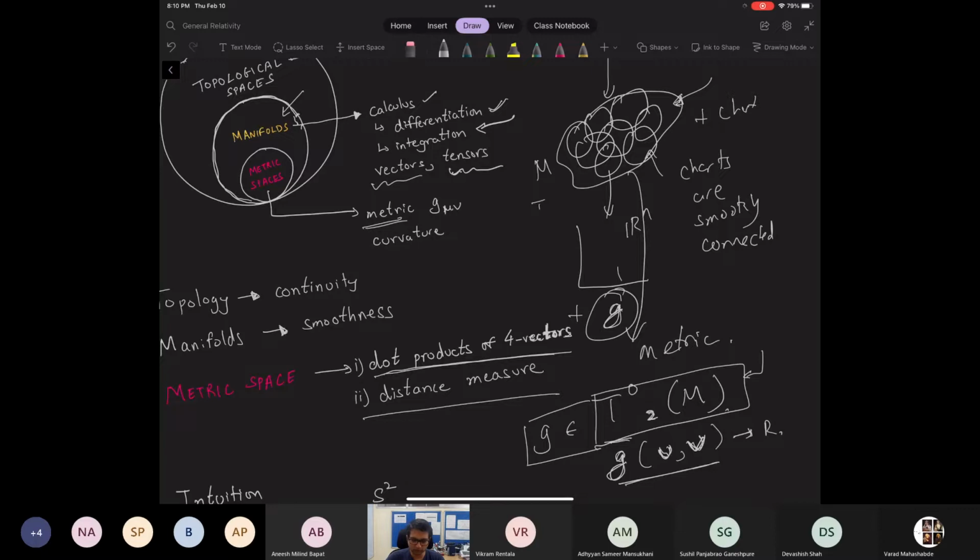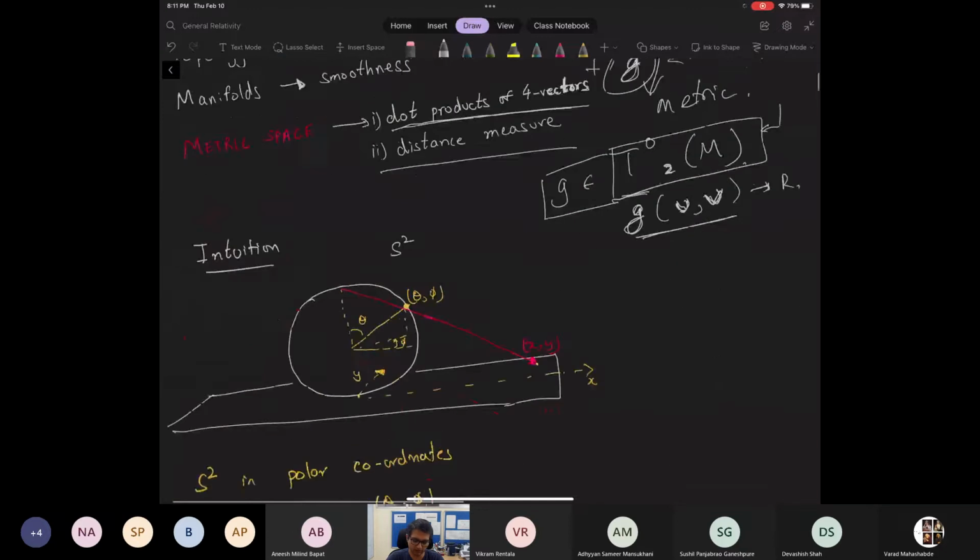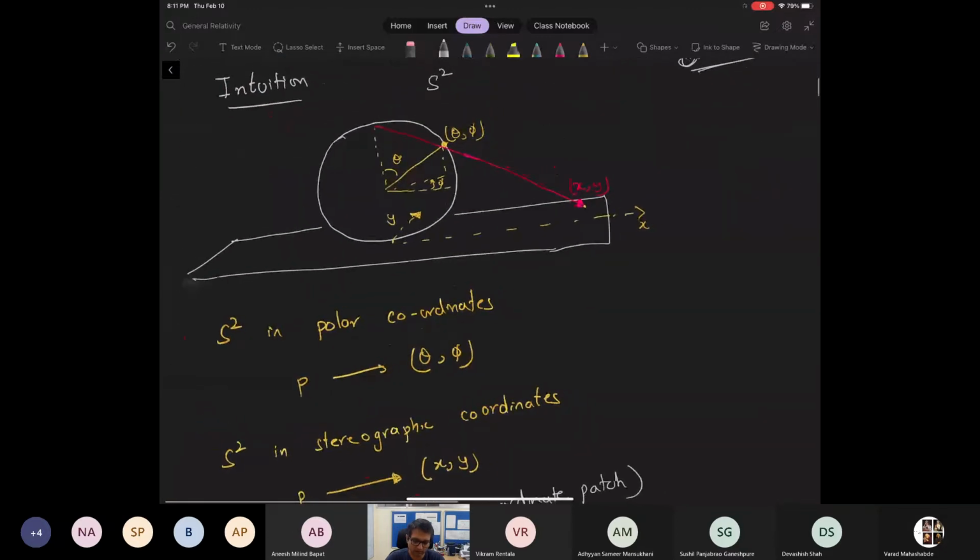Okay, so what we're going to do is formalize these ideas. Let's look at some intuition first. Let's look at the example of a 2-sphere that we had done earlier, and let's take a coordinate patch which doesn't include the North Pole. As we've seen earlier, you could use polar coordinates on this 2-sphere, theta phi coordinates. You can describe any point on this 2-sphere minus the North Pole, or maybe minus the South Pole as well, using these theta phi coordinates. And you get a coordinate patch.